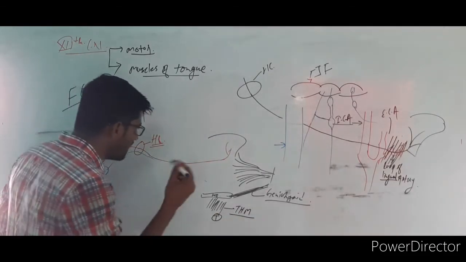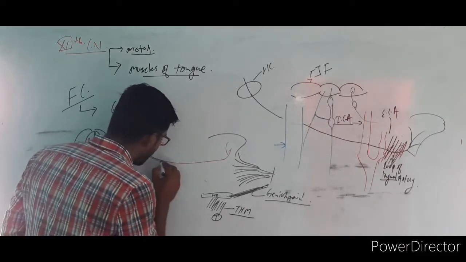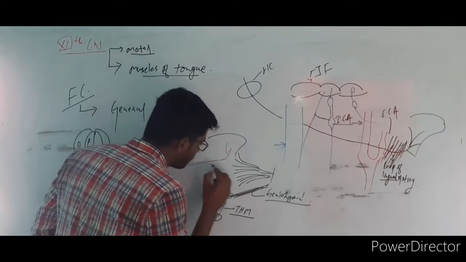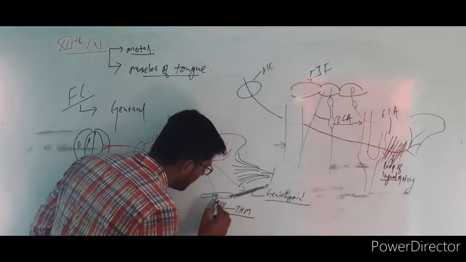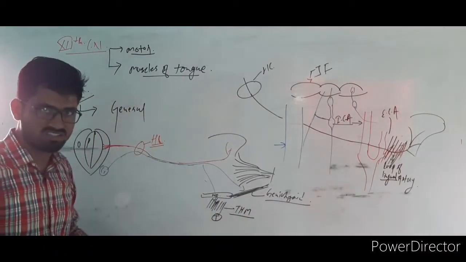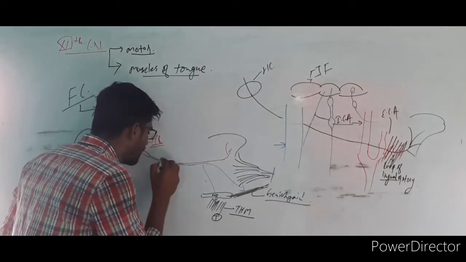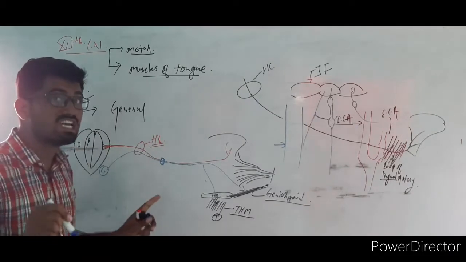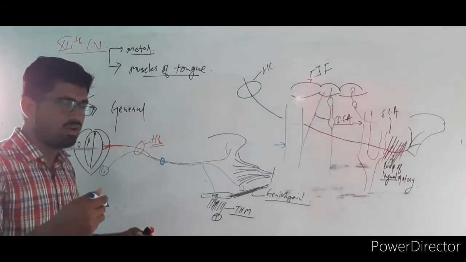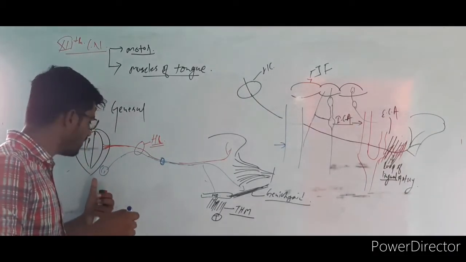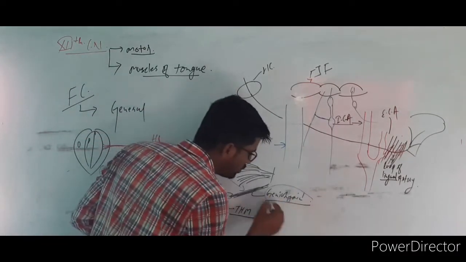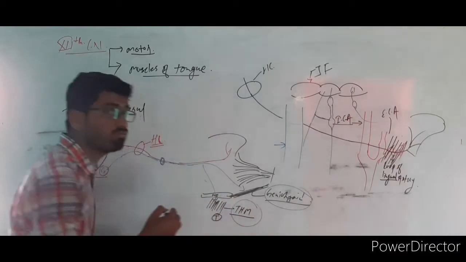The C1 fibers run along with this hypoglossal nerve, and they supply two structures. One is the geniohyoid and second is the thyrohyoid muscle, with this 12th cranial nerve only. Through this 12th cranial nerve, C1 fibers, meningeal branch or meningeal fibers from C1, supply the two structures. One is the geniohyoid and second is the thyrohyoid muscle.